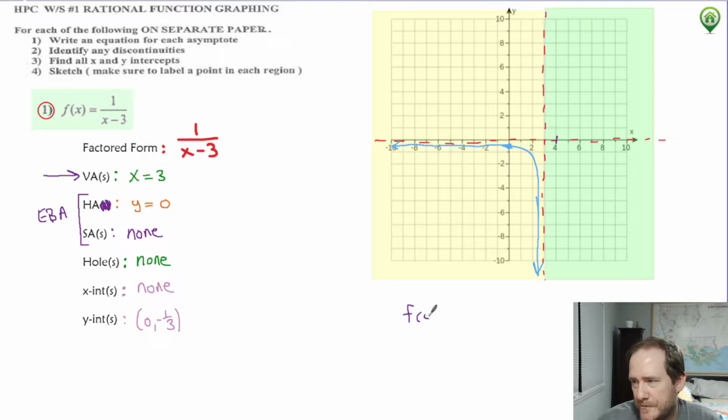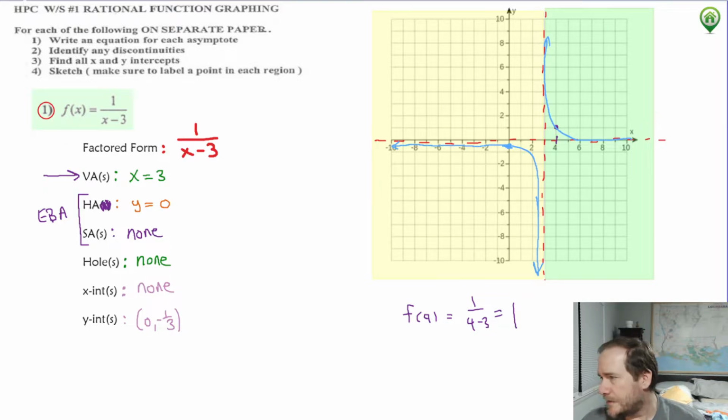Let's go f of 4. I'm getting 1/(4 - 3). That's 1. So I know that the point (4, 1) is on my graph. And that means I can sketch the next branch of this function, and it goes da da da da. Okay, that was really not good enough. We're going to come down and hit that point, turn, be asymptotic. But that's it. There's your graph.